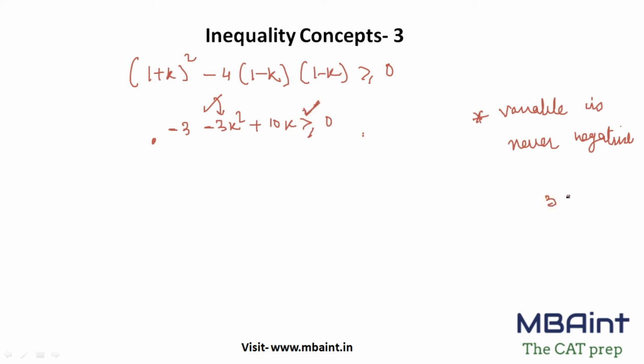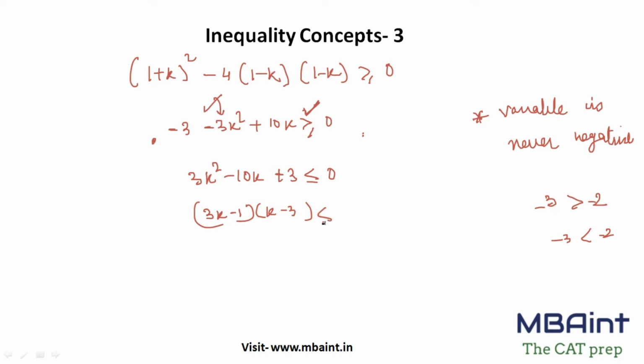Right? If 3 is greater than 2, and I multiply both sides by negative, what happens? The original sign will flip. The same will happen here. So this is nothing but 3k square minus 10k plus 3, and this sign is going to flip. When you solve this inequality, again you will get (3k minus 1) and (k minus 3), okay? So this is less than or equal to 0.